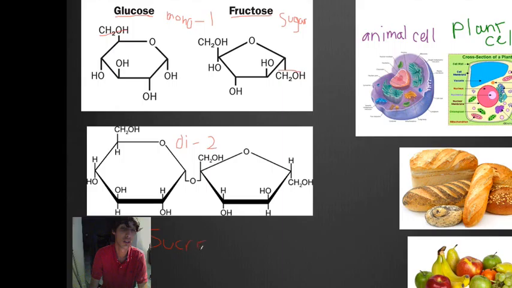Sucrose is a common molecule that we can find in breads and fruits, and it's easy for our bodies to break down. But when we have more than one monomer, they become polymers, polysaccharides. In this case, poly means many.